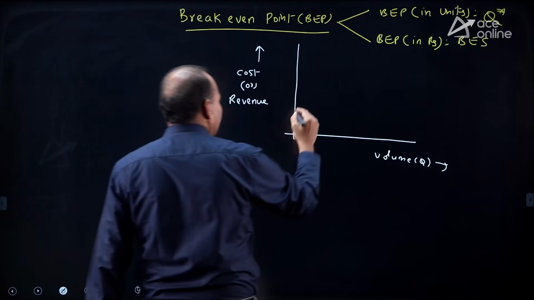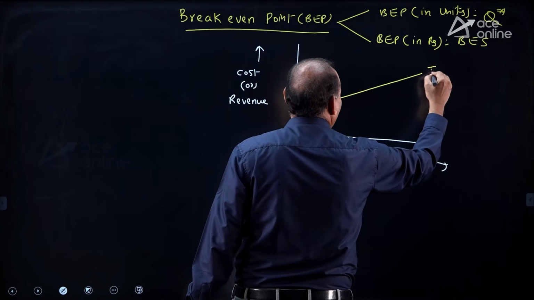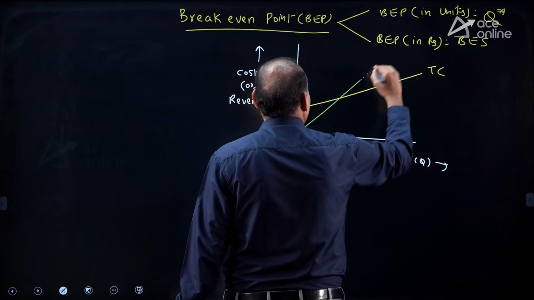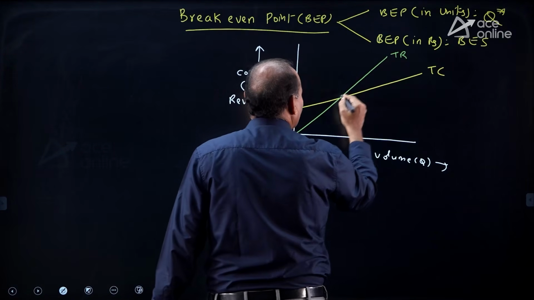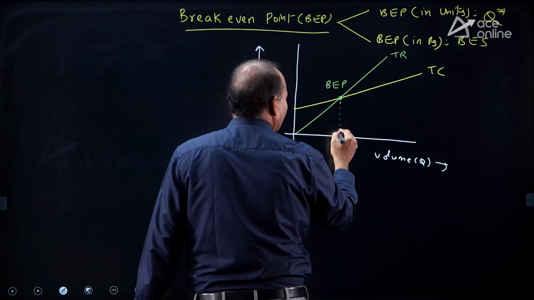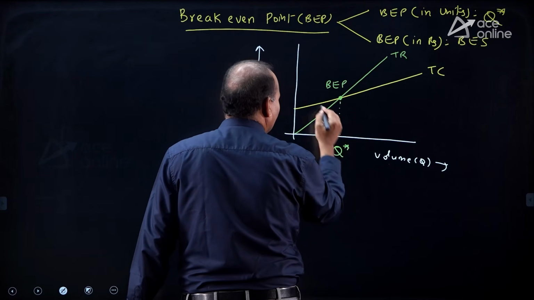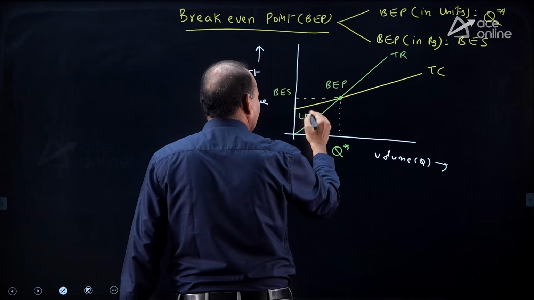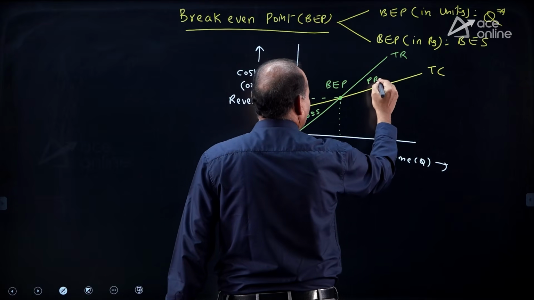Total cost line is passing through. This is the total cost. Total revenue line. This point is BEP. The volume is break-even volume. Break-even sales. This is the loss. This one is profit.